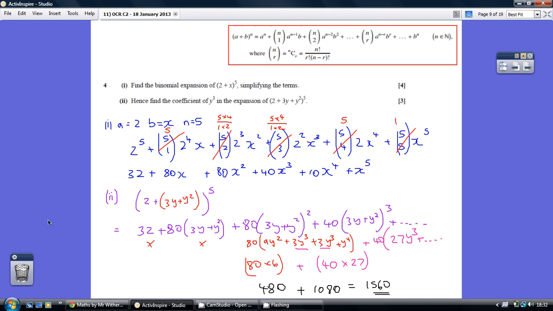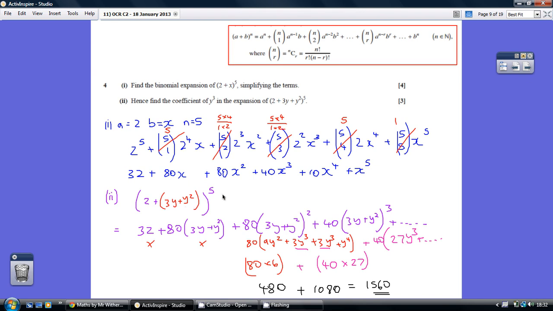Now for part 2, there are a number of different ways of doing this. I think the simplest is really just to follow part 1. So 2 is still 2, but really our second term, our plus x, is being replaced by 3y plus y squared.